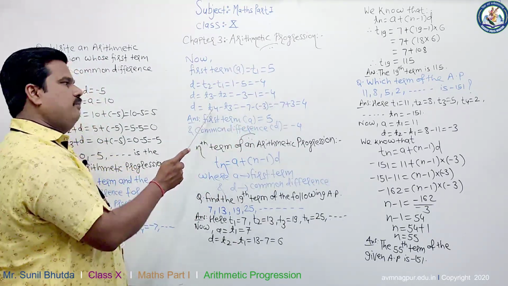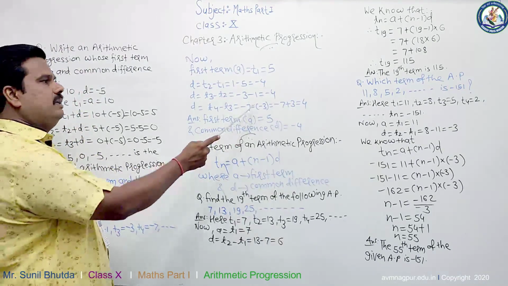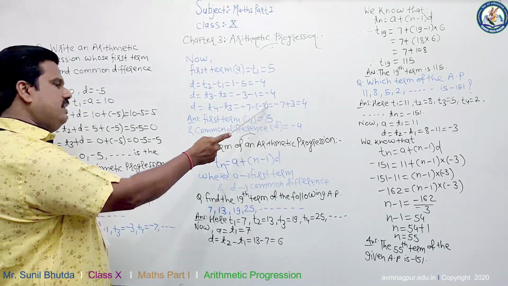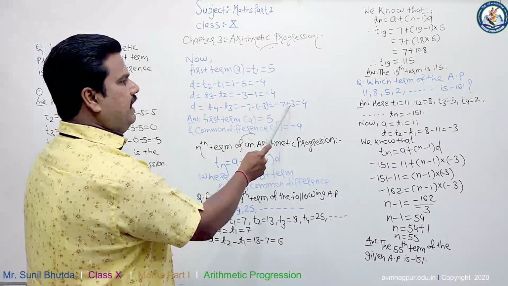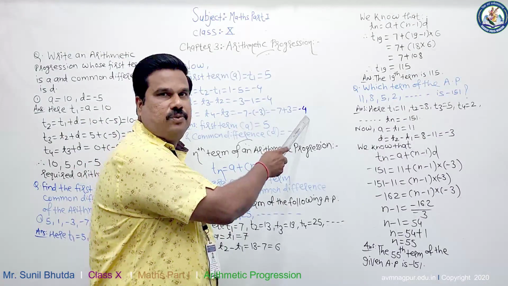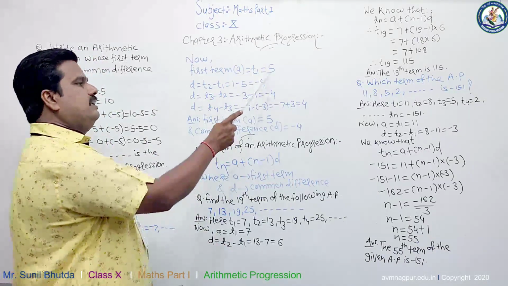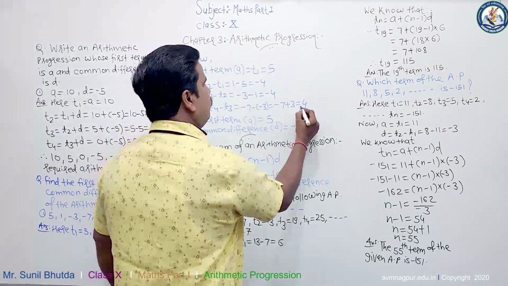minus 4. T4 minus T3. What is the fourth term? Minus 7, minus, what is the third term? Minus 3. Minus into minus will give plus, and minus 7 plus 3 will give you what? -4. Again we are getting the same common difference, that is -4.